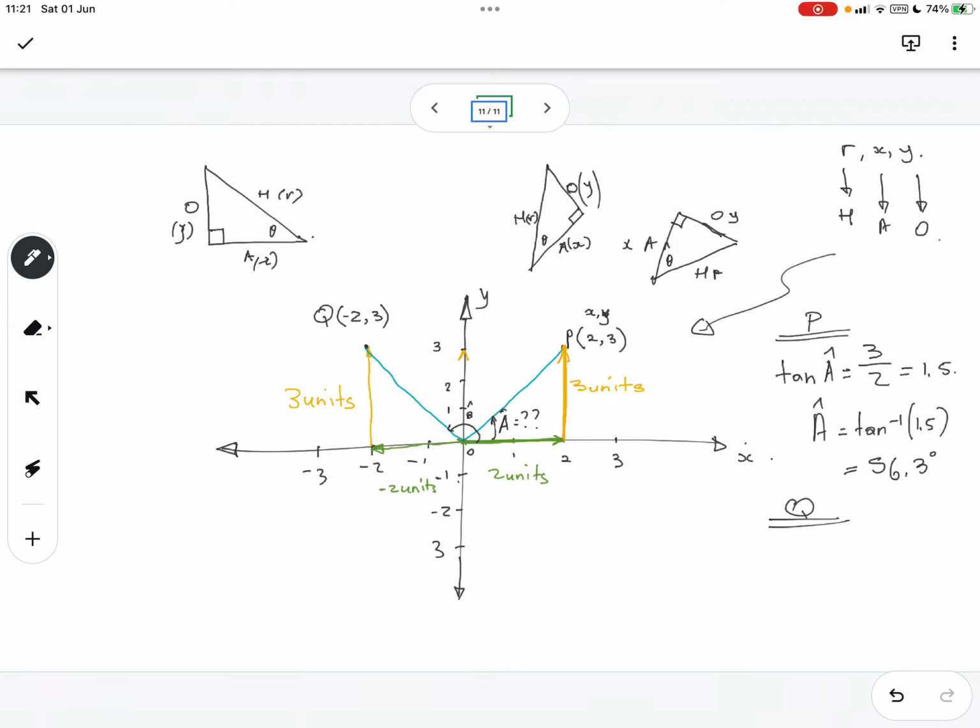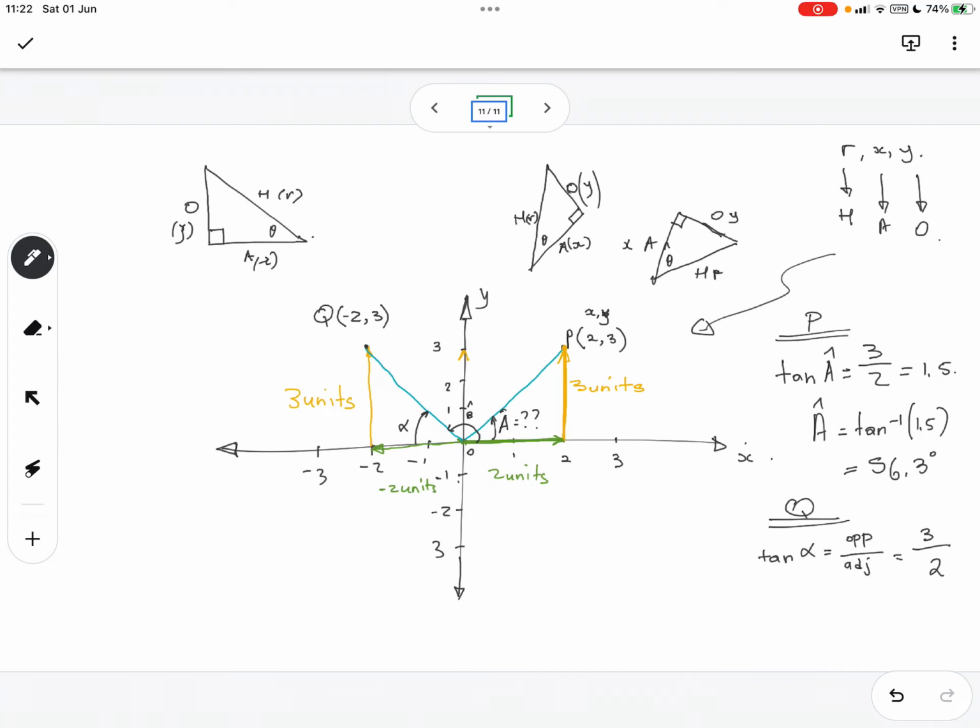And we have to work it out. So for point Q, we can still work out the angle between the negative x-axis and the hypotenuse in the second quadrant. And we're going to use the same trig ratio of tan, but for the angle alpha. And we're going to use that alpha to find the value of angle B. Now when we substitute, the opposite is 3 and the adjacent is -2, or rather it's 2.